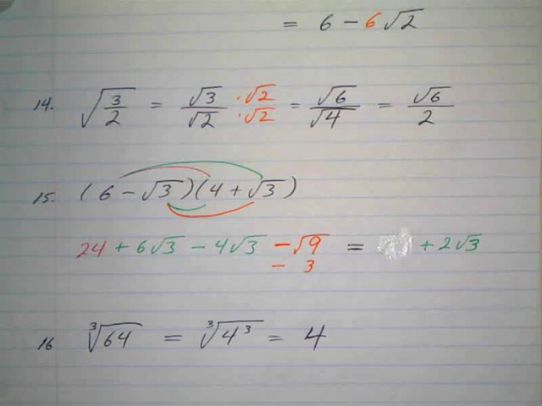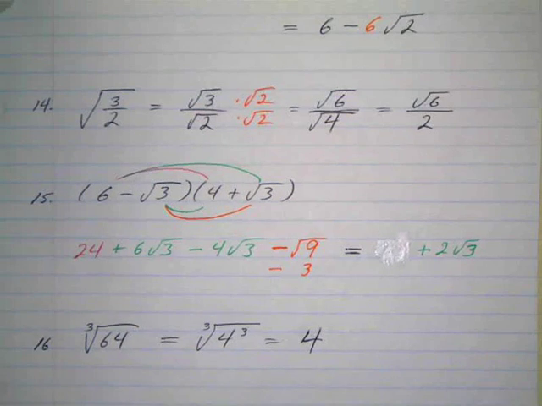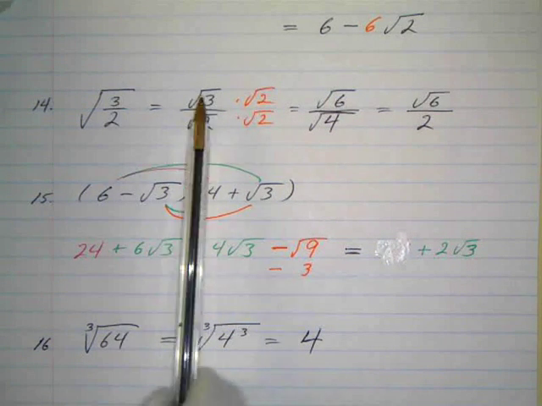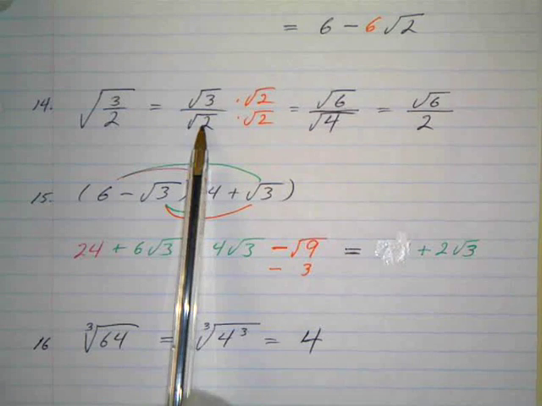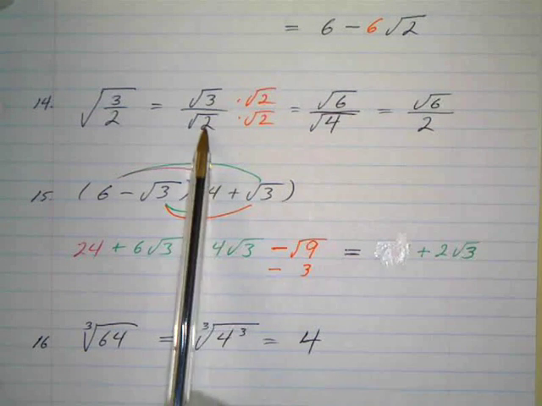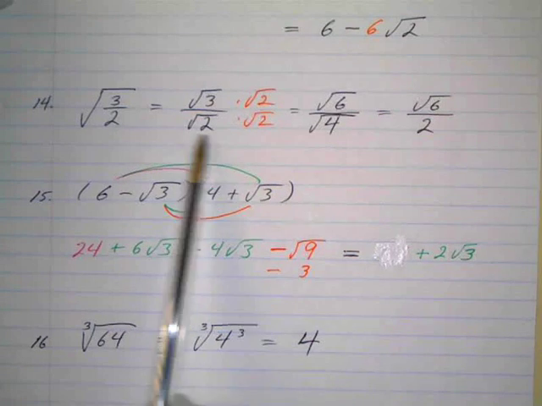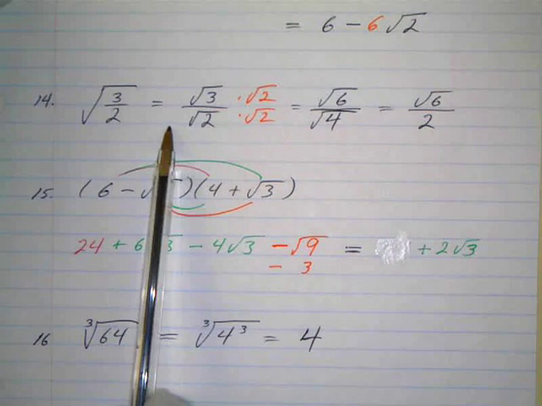Now remember, this violates number 2. We can't have a fraction under the radical. So we break this up, and it's real easy. We just realize that the square root of a quotient is the quotient of the square roots. So that's the square root of 3 over the square root of 2. But now we're in violation of number 3. We've got a radical in the denominator. So we have to take care of that, so we have to rationalize the denominator.